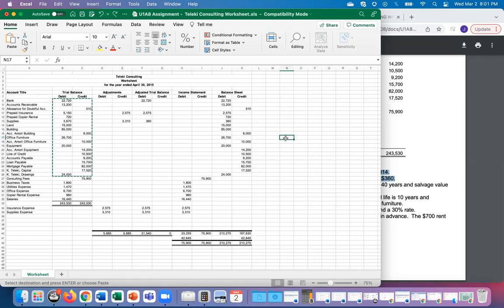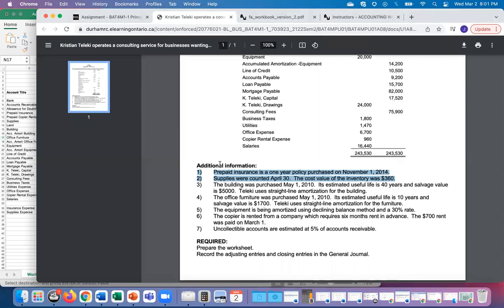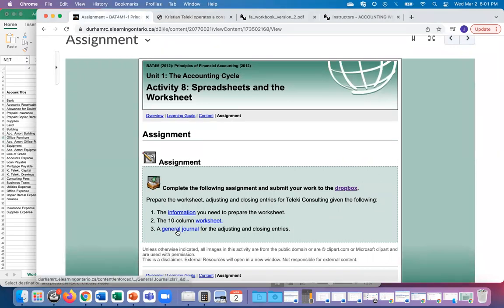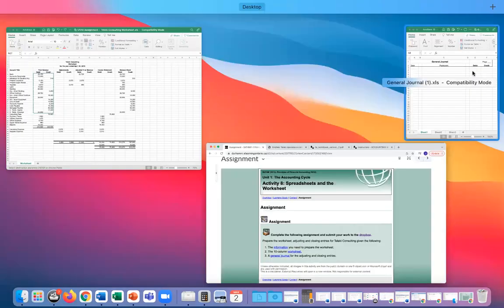Now the question is, what's the second half of this assignment? Once I've got the worksheet done, what else do I need to do? And so down here at the bottom of the assignment, it asks you to record the adjusting entries and closing entries in the general journal. So basically, it's just like the assignments that you did previous to this, the adjusting journal entries and the closing journal entries that you did before this. So you need to go to the assignment page and download the template for the general journal, which looks like this when you open it.